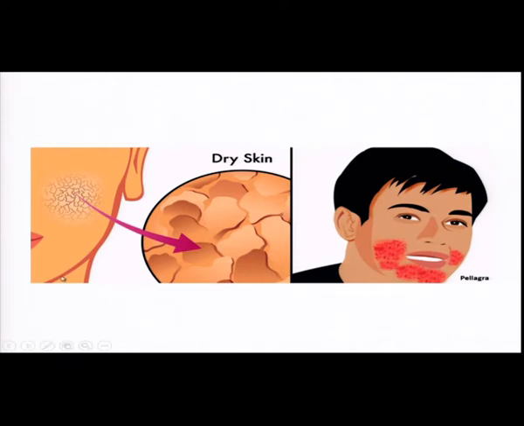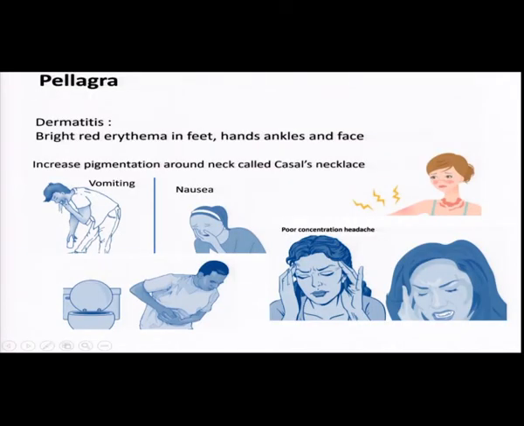So, you look over here, this particular symptom of pellagra is represented as dermatitis, and also, a very interesting thing to note, there would be a pattern of increased pigmentation around the skin, and this is basically called Casal's necklace. This is a typical symptom concerned with pellagra, and you would also notice people who suffer from niacin deficiency have frequent nauseating vomiting symptoms.